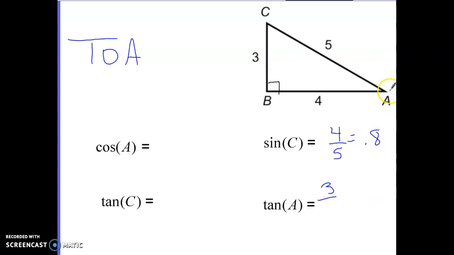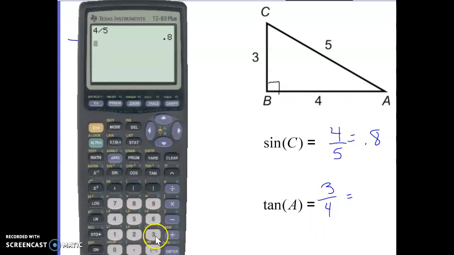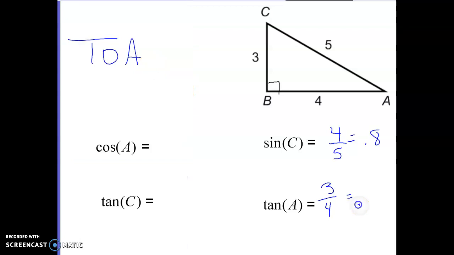Adjacent, next to but not the hypotenuse. That's this one. That's 4. So again, if the directions say to give a decimal, I'll just type this in my calculator. 3 divided by 4. All right, and then there's my answer, 0.75. So if the directions ask for a ratio, you give this. If the directions ask for a decimal, you give this.